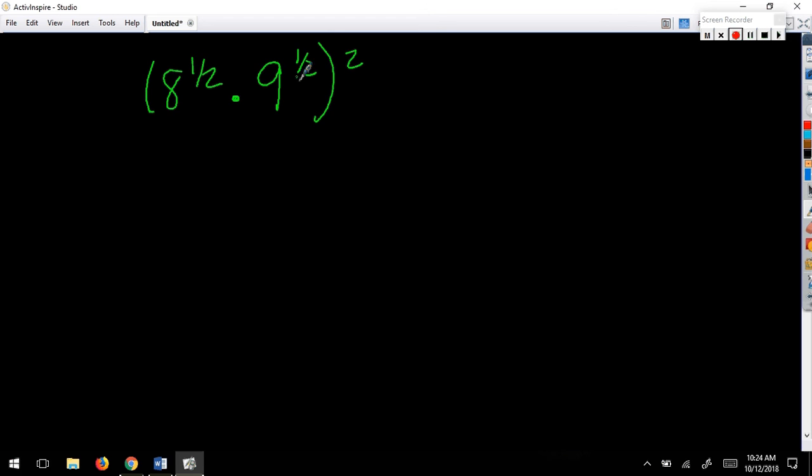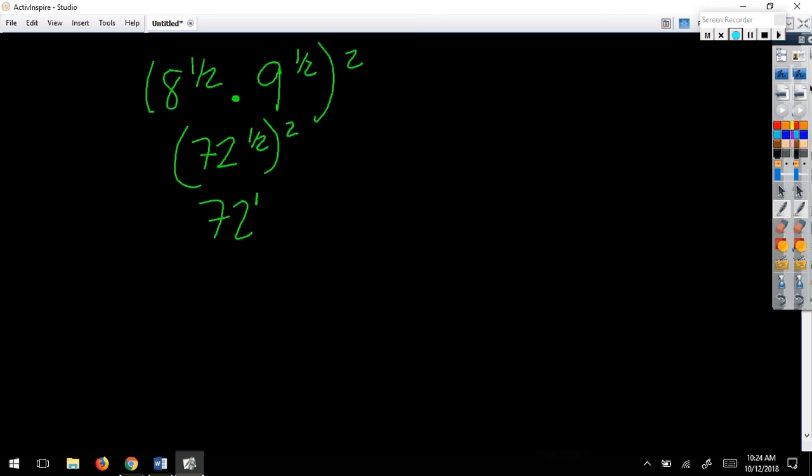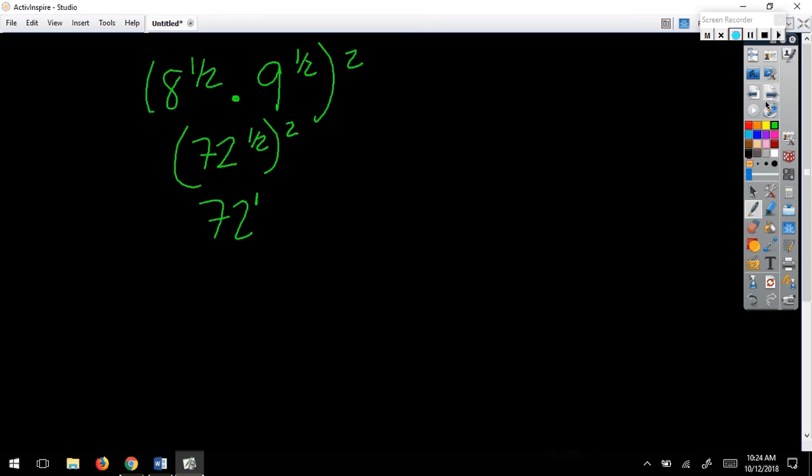Looking at this, you notice that the exponents are the same, so that means I'm going to combine the bases. So 8 times 9 is 72. I keep that exponent the same, and now I've got a power to a power, so I get 72 to the first power. Okay? Let's try one more and see if you can get it before we move forward.